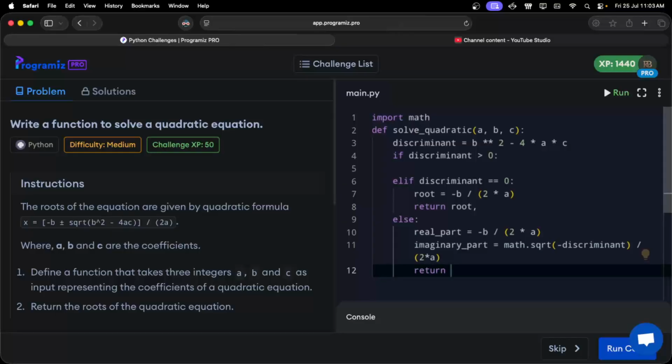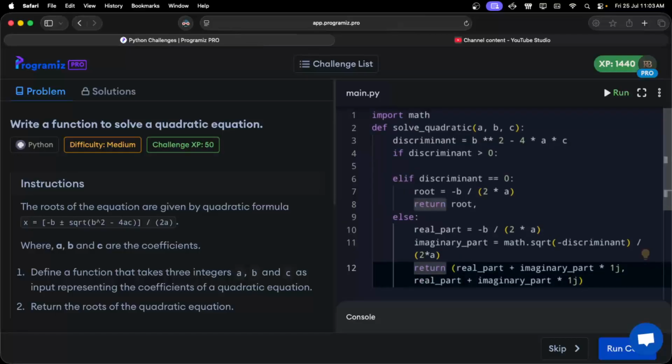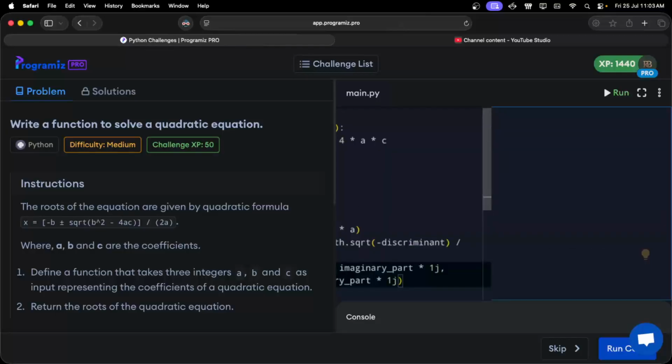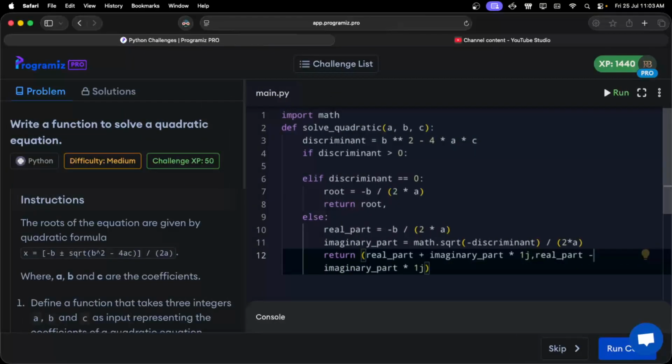Return real part plus imaginary part into, because we will need to give both of them, right? So it has to be plus and minus both of them. So we will do something similar. Let's just copy the whole thing, paste it, and then what I can do is simply do minus, right? It will look something like this.